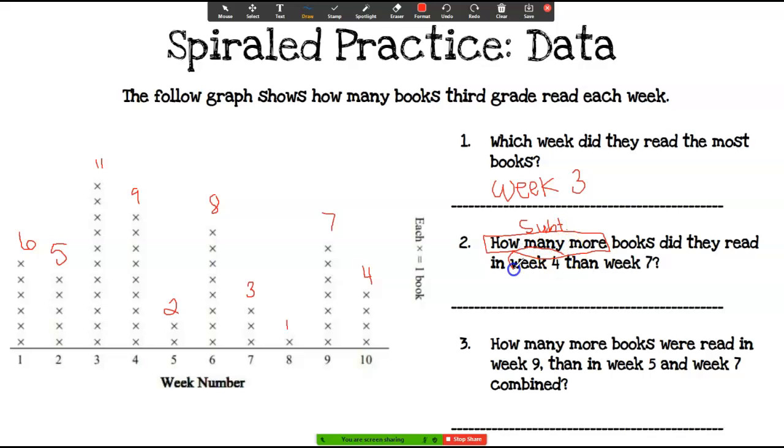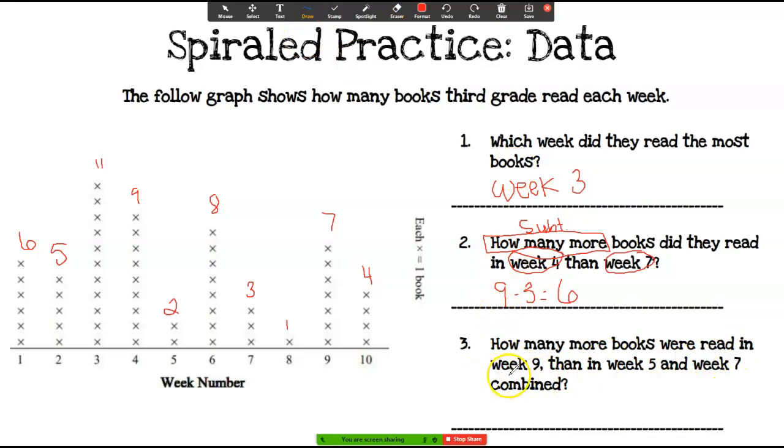And I'm looking at week 4 and week 7. Okay. So week 4 is 9 and week 7 is 3. So I have week 4, 9. I know I'm subtracting. Minus 3 equals 6. So 6 more books they read in week 4 than in week 7. Okay.